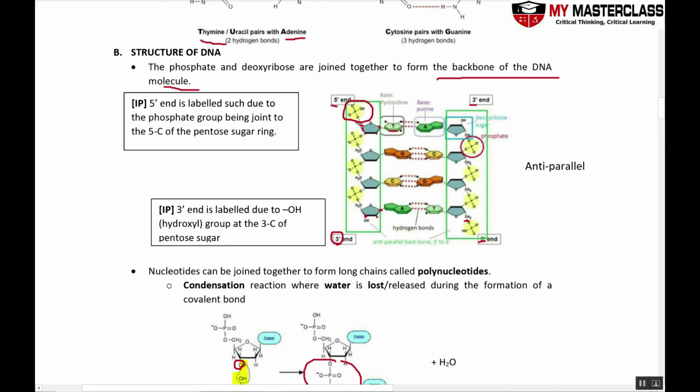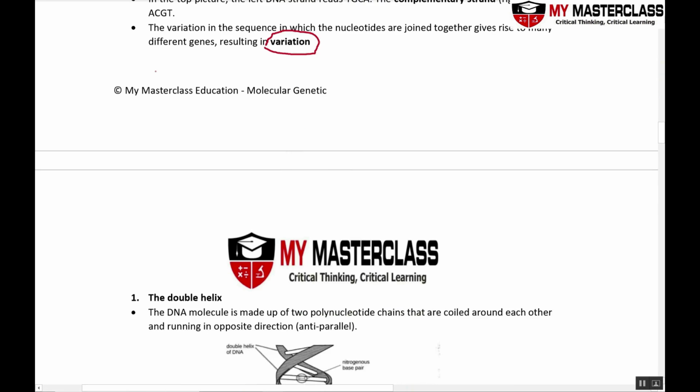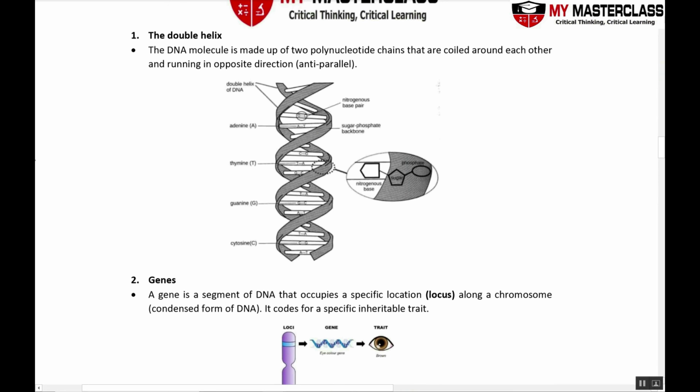So T is always bonding with A. Likewise, A will be with T over here. If I have a G, I will definitely have a C. Likewise, if I have a C, I will definitely have a G as well, in a triple hydrogen bond. Because of that, this variation in the sequence gives rise to genetic variation, which is why no two people are identical unless you are identical twins. Okay, so for the next part, we will be looking at the double helix itself and how it contributes to the genes.